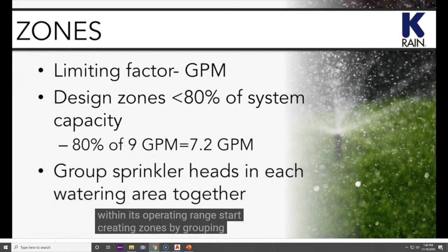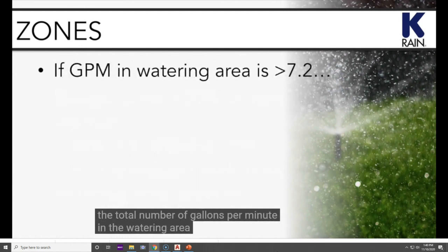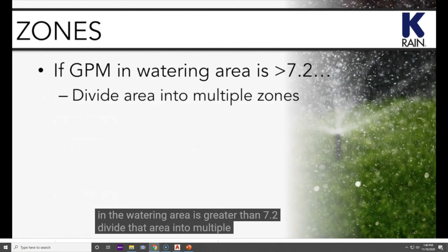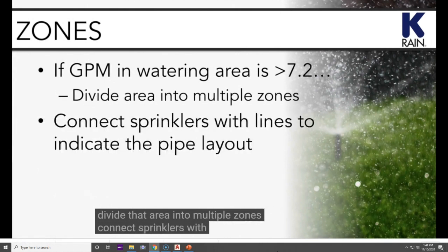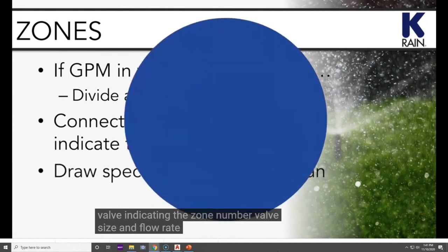Start creating zones by grouping the sprinkler heads in each watering area together. If the total number of gallons per minute in the watering area is greater than 7.2, divide that area into multiple zones. Connect sprinklers with lines to indicate the pipe layout and draw in a valve indicating the zone number, valve size, and flow rate.